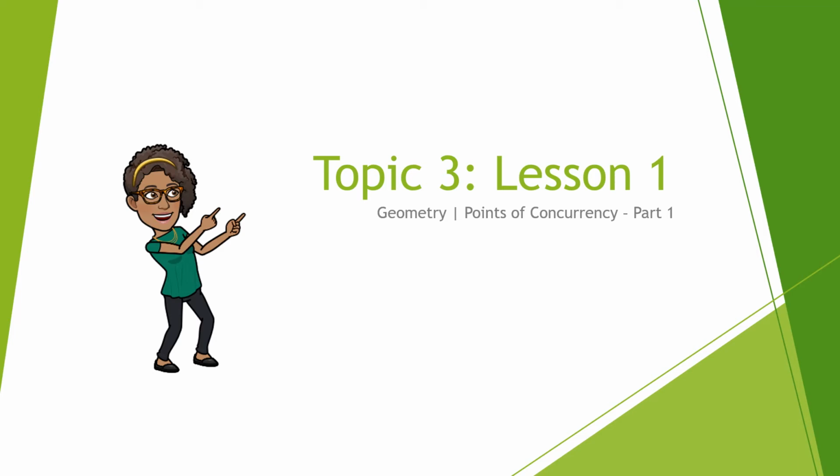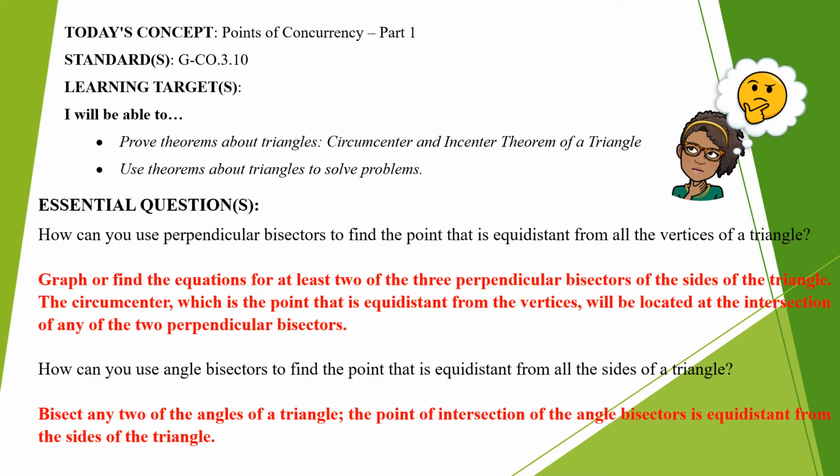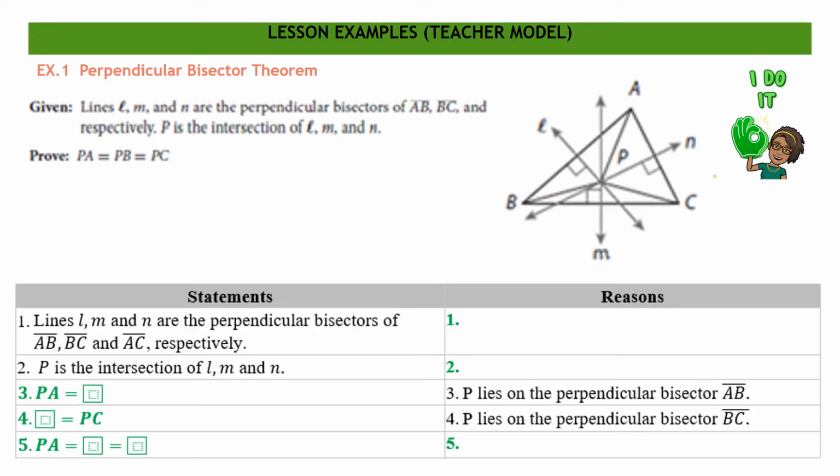Good day, students. We are now on a new topic, Topic 3, Lesson 1, Points of Concurrency, Part 1. In Part 1, we're going to look at two different types of points of concurrency, the circumcenter and incenter. We're really going to be focusing on how these points of concurrency are created and what relationships they have within triangles. So let's look at the first one.